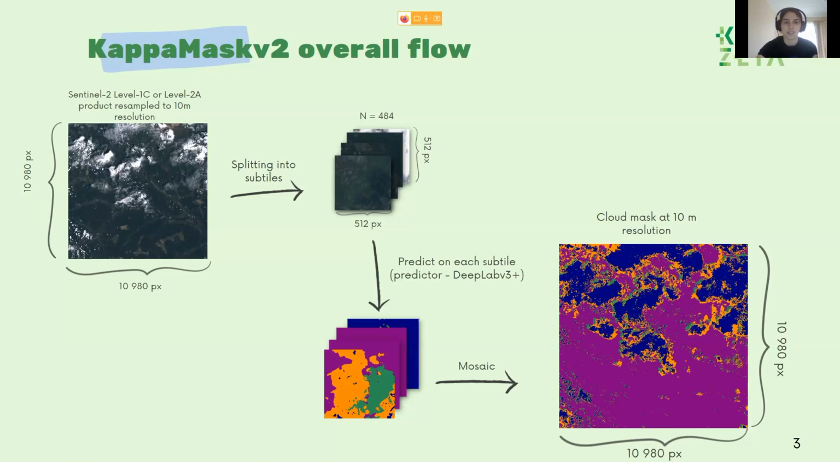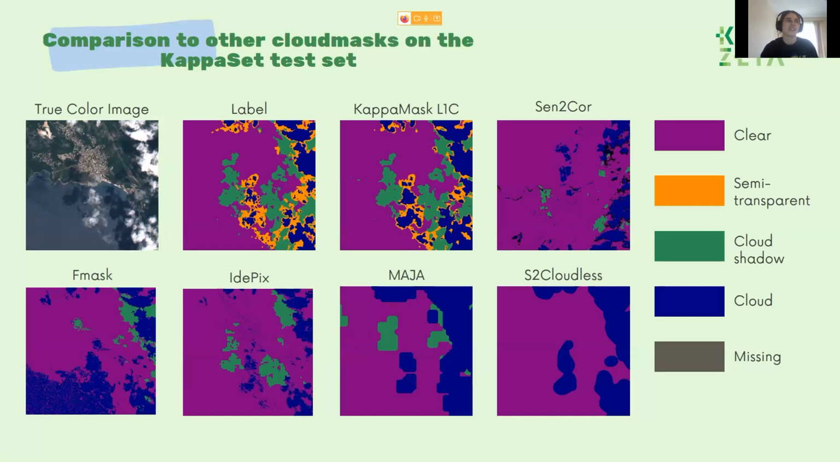And then more about results. I thought that guy on the slide was very happy to use Kappa mask, but why? Here you could see a comparison on the same image that you saw before of Kappa mask and other cloud masking processors. So here we have two machine learning-based cloud masking processors, which are Kappa mask and S2 Cloudless, and there are other rule-based ones: Sen2Cor, Fmask, MAJA, and others.